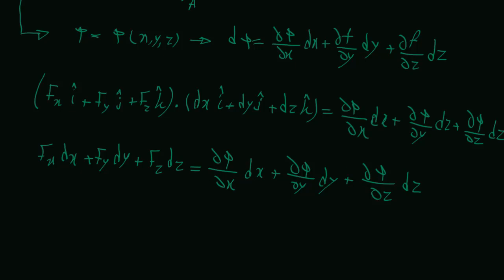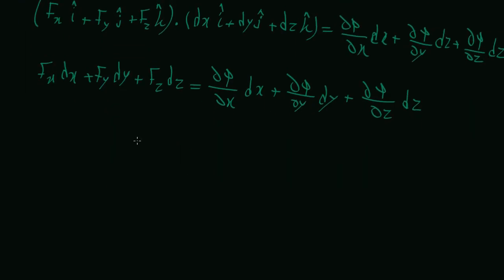So from here we get Fx is equal to the derivative of phi with respect to x, Fy is equal to the derivative of phi with respect to y, and Fz is equal to the derivative of phi with respect to z. Okay, so far so good.